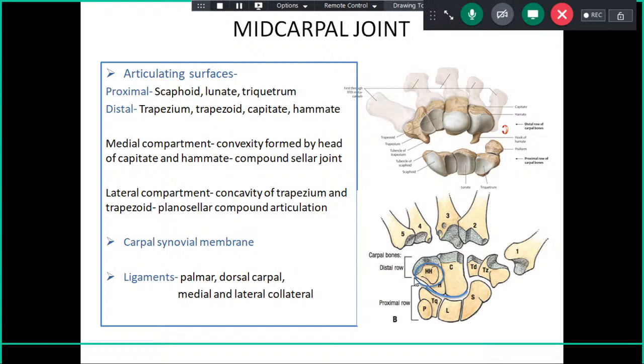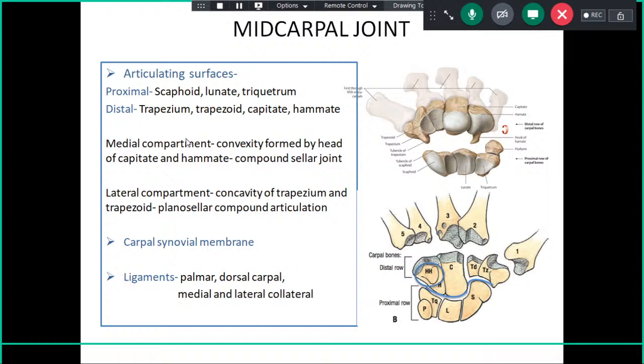Okay, why I highlighted this here is, it's a little arc here, you know, it somehow goes like this, like an S forming a little bit. There is a convexity here, but this follows a slight concavity on this side here. Okay, this is the medial compartment, and the lateral compartment is where there is a concavity formed by trapezium and the trapezoid, and the convexity formed by the scaphoid bone.